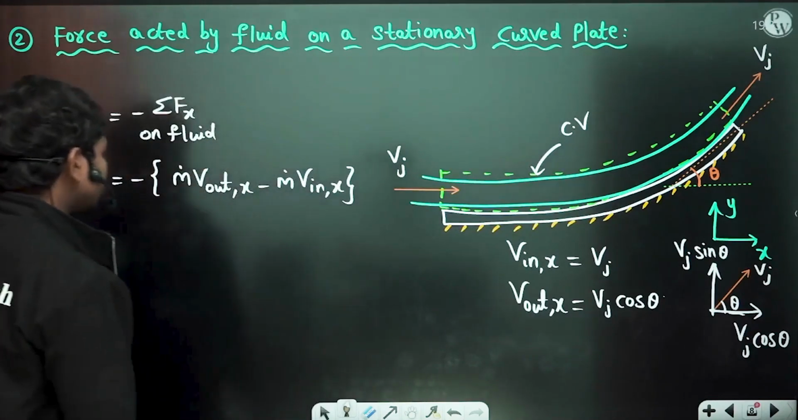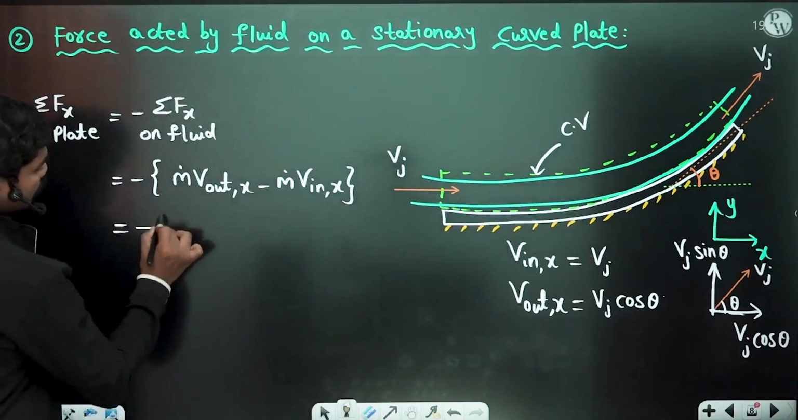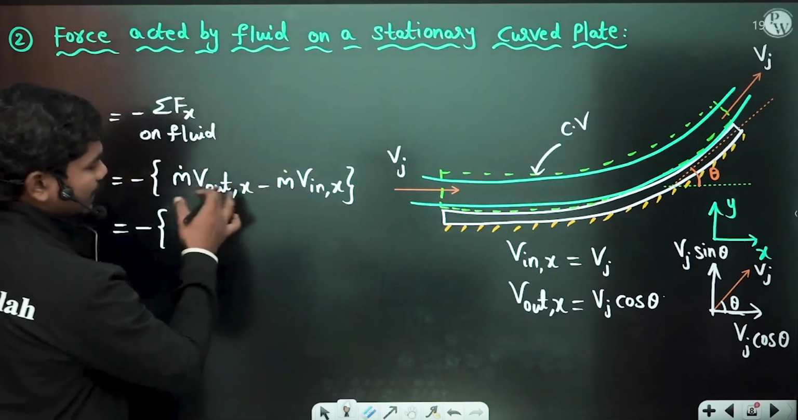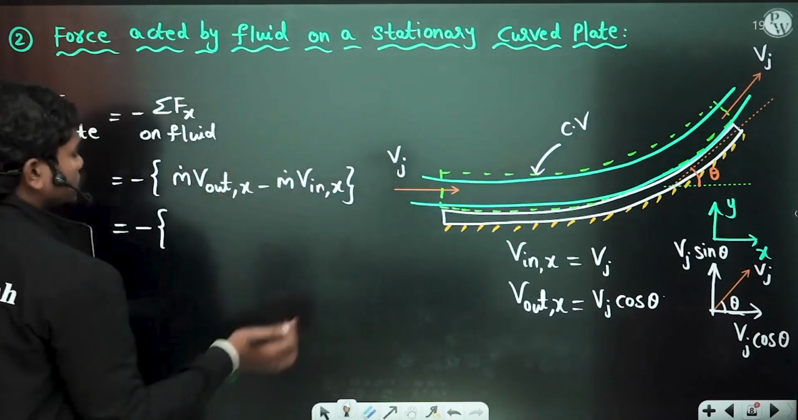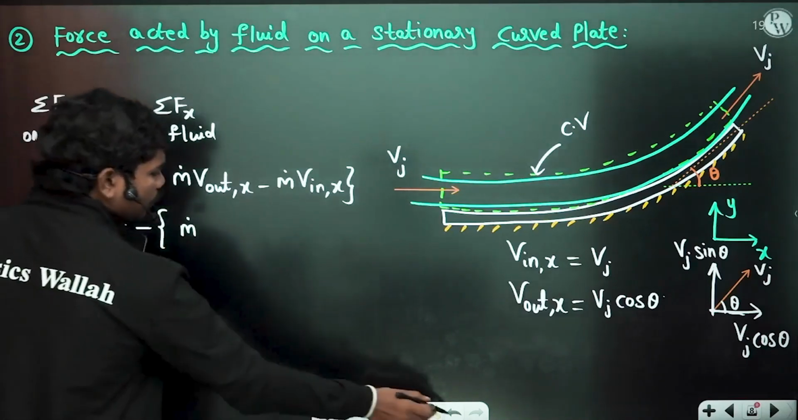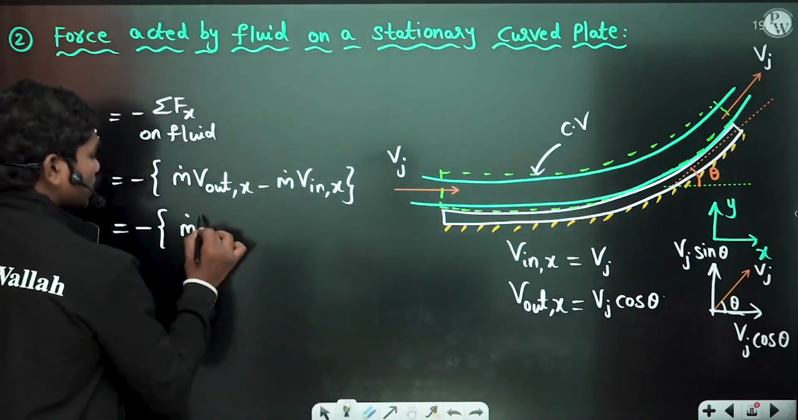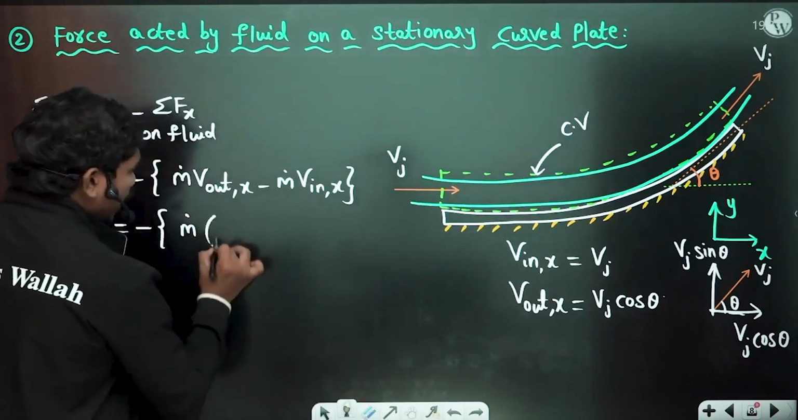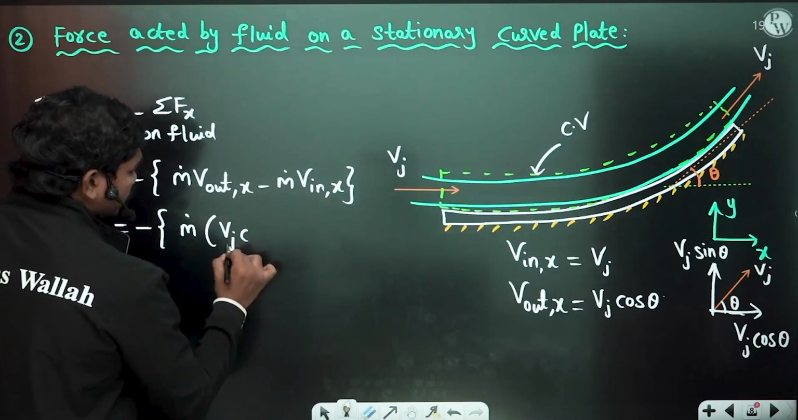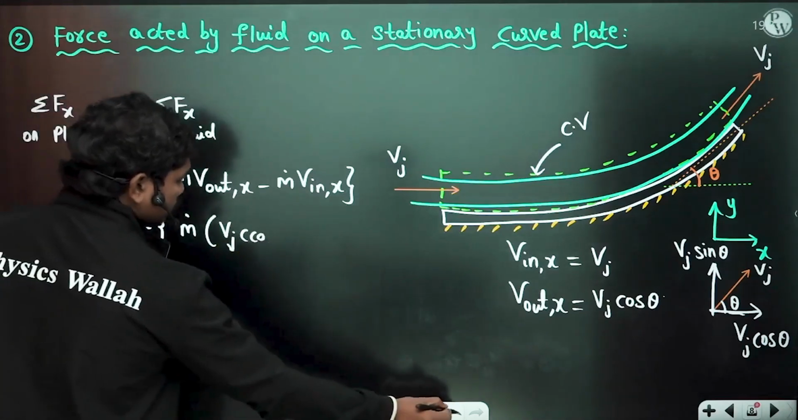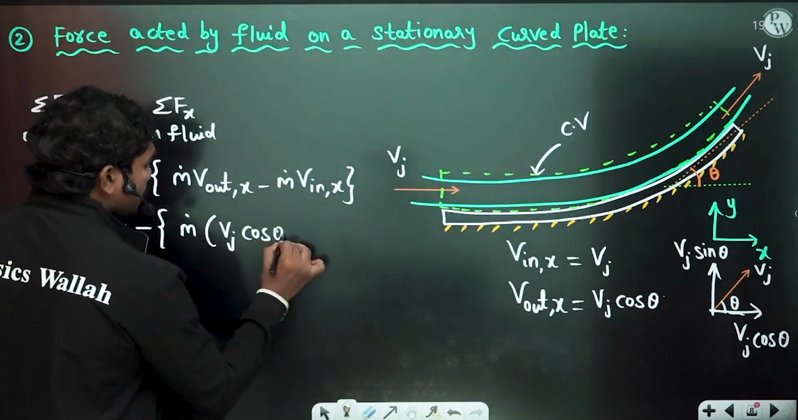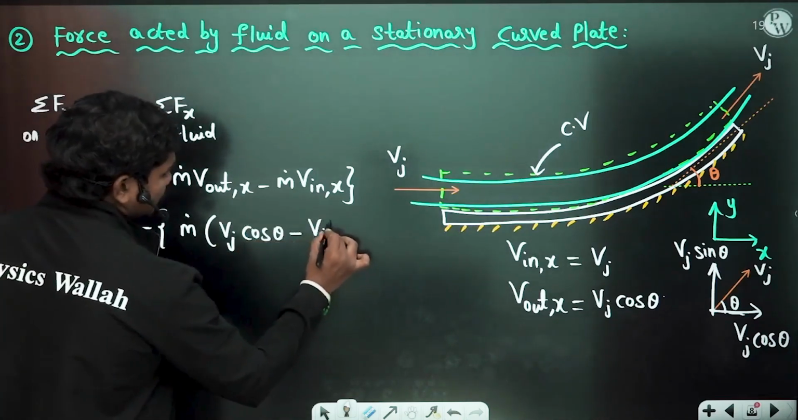Now if you simplify this, this is equal to minus m dot. M dot is the same at both inlet and outlet. That's why I have written only a single m dot, because it's a steady flow. So now m dot times V out in the x direction, which is Vj cos theta, minus Vj. This is what you have.